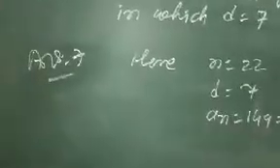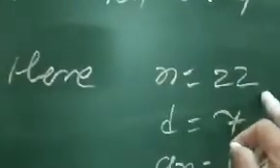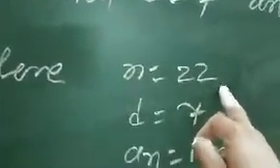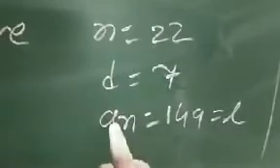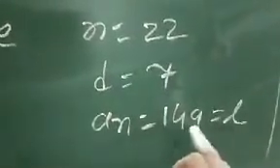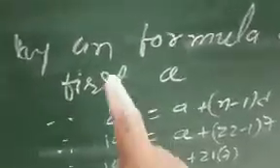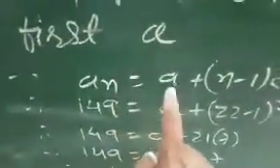Now answer 7. So here n is equal to 22 because first 22 terms. Then d is equal to 7 and the 22nd term is 149. So it is an, means last term, so it is also l, 149. So we find Sn, the sum of first 22 terms. By the an formula we find first a here because we don't have the a value. So here an is equal to a plus (n minus 1) multiply d.